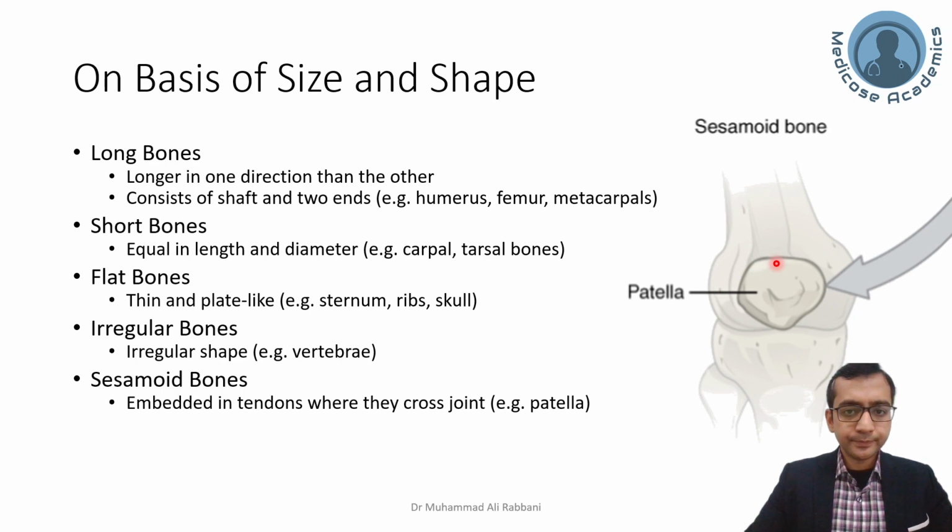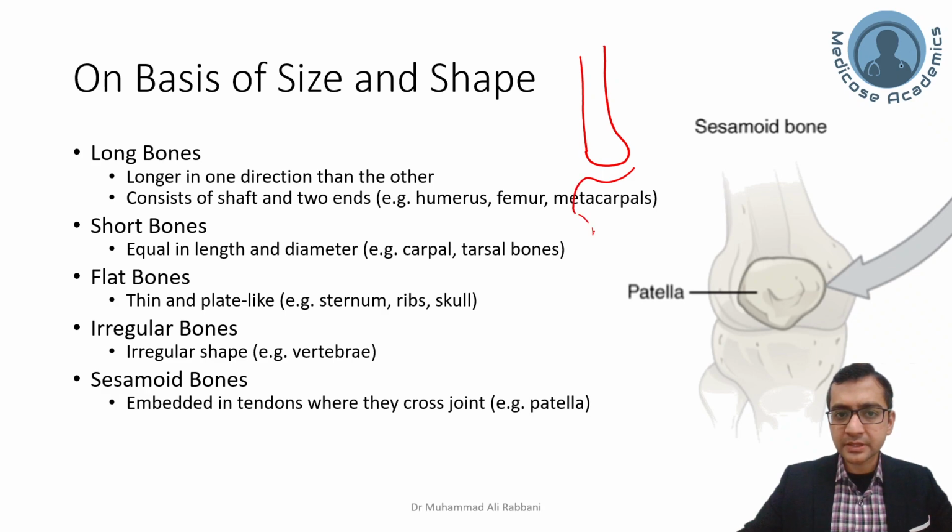Then sesamoid bone. It's not so much about shape and size, but more focused on its location. These are the bones that are present where the joints are crossed by the tendons. The kneecap is shown right here from the anterior view. Let us try to draw it in the side view. This is the bone that is in the thigh, femur, and then there is a bone that is present in the leg, tibia.